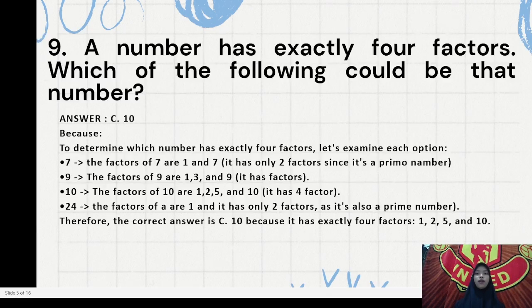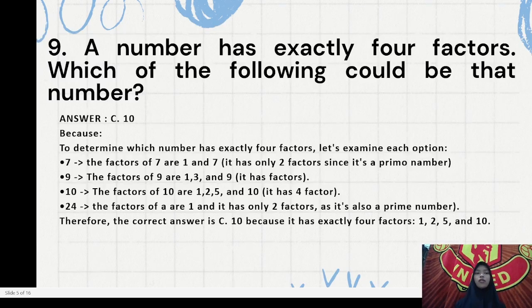9. A number has exactly 4 factors. Which of the following could be that number? Answer C. 10. Because to determine which number has exactly 4 factors, let's examine each option. 7. The factors of 7 are 1 and 7. It has only 2 factors since it's a prime number. 9. The factors of 9 are 1, 3, and 9. It has 3 factors. 10. The factors of 10 are 1, 2, 5, and 10. It has 4 factors.